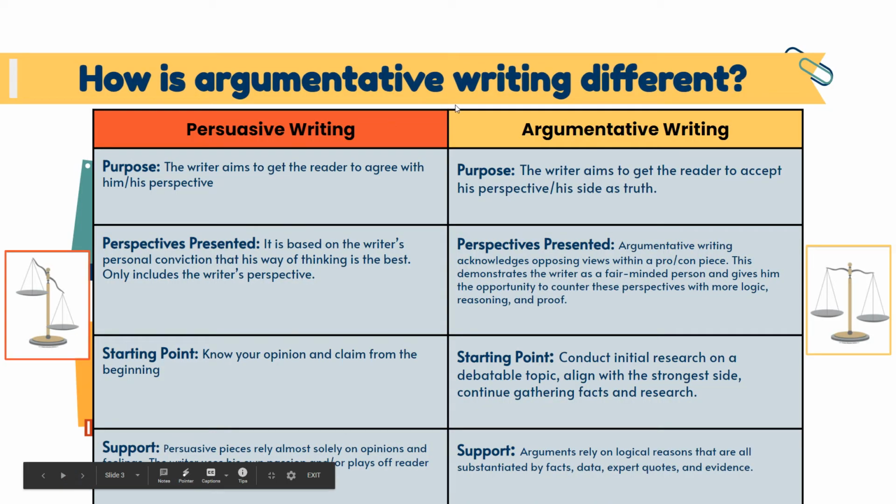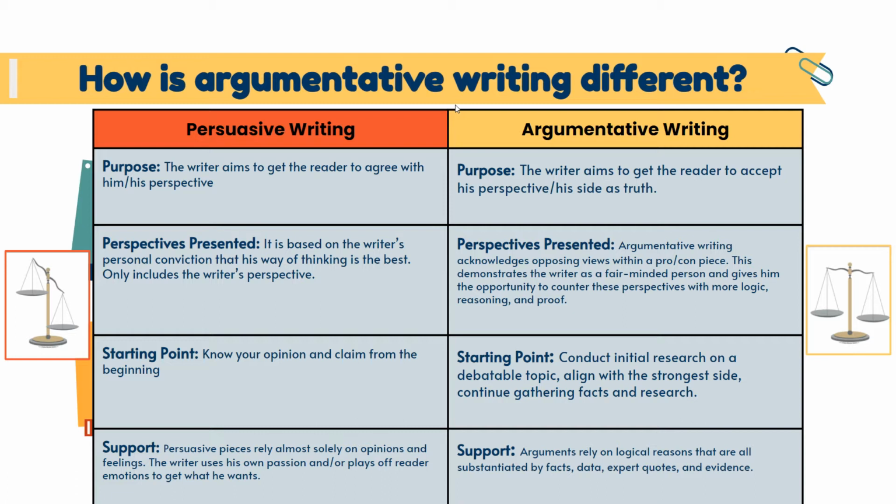So here are the differences between persuasive and argumentative writing. So you see persuasive writing, the purpose is to get the reader to agree with his or her perspective. The perspectives presented are based on the writer's personal conviction that their way of thinking is best. It only includes the writer's perspective. The starting point for persuasive is knowing your opinion and claim, and support for persuasive writing is opinions and feelings. So the writer uses their own passion and or plays off reader emotions to get what they want.